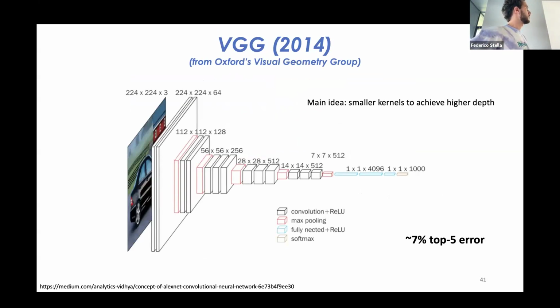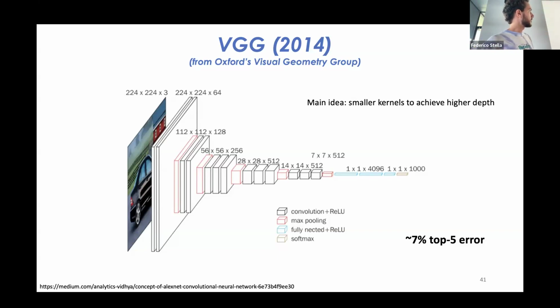So the main idea of VGG is that they want to achieve higher depth, which was thought to give better accuracy and actually does give better accuracy. But they didn't want to increase too much the number of parameters or the reach of the filters. The deeper you go, the bigger the reach of a filter, right? You keep applying a filter and it reaches more pixels.